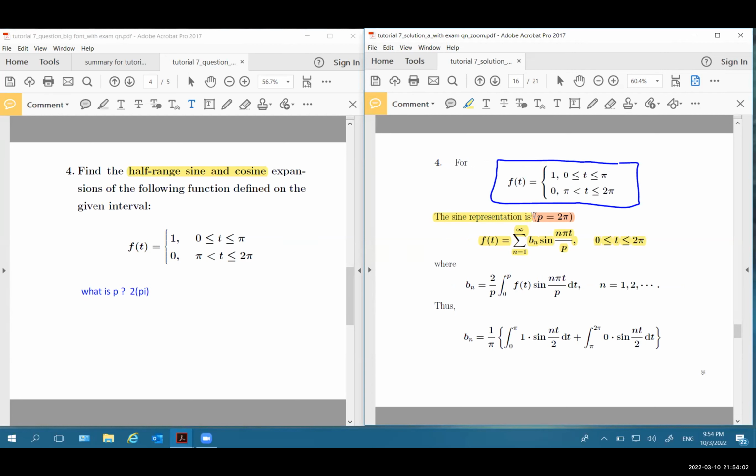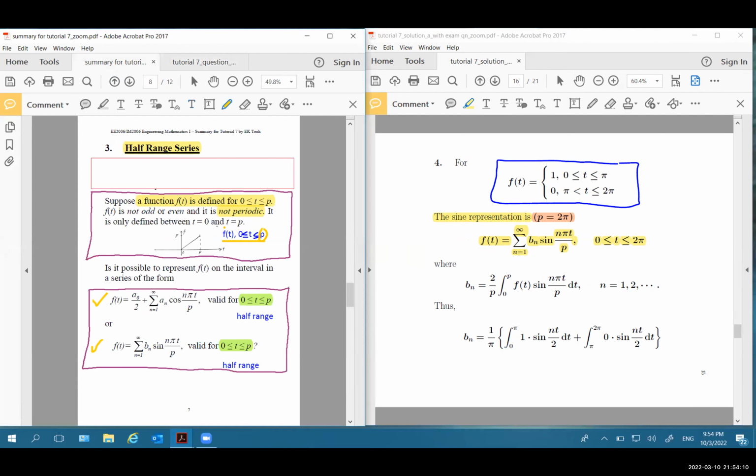So first of all, let me get the half range sine. So this is the half range sine. Go to the summary. Now the half range sine is this one, right? Summation Bn sin(n pi t over p), t from 0 to small p, and my small p is 2 pi. All right, so this is your Bn formula.